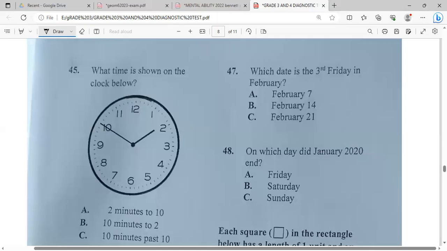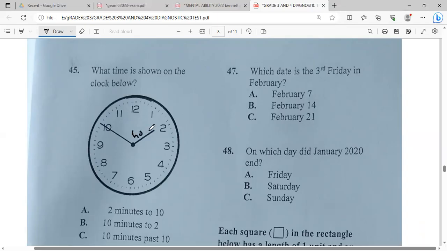Why am I not seeing something? All right, so we're at 45. What time is shown on the clock? All right, now first we're gonna check where the hour hand is. The hour hand is the smaller hand.